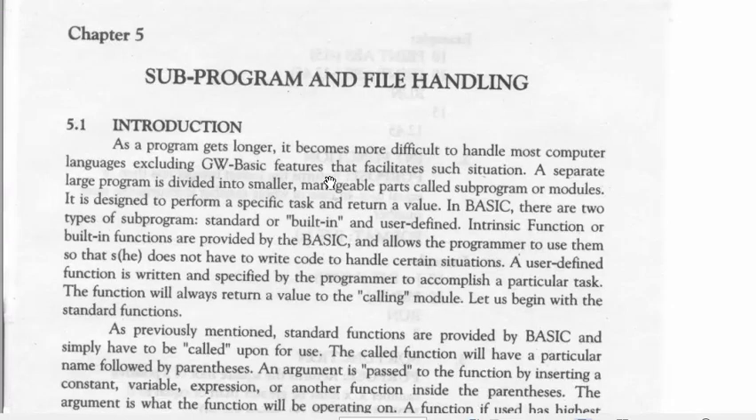As a program gets longer, it becomes more difficult to handle. Most computer languages, excluding GW BASIC, feature facilities for such situations. A separate large program is divided into smaller manageable parts called subprograms and modules. It is designed to perform a specific task and return a value. In BASIC, there are two types of subprograms: standard or built-in and user-defined.